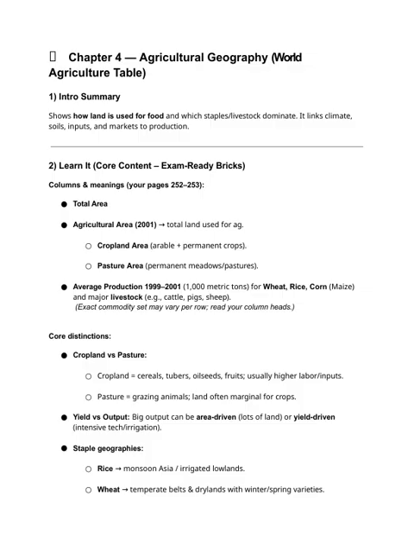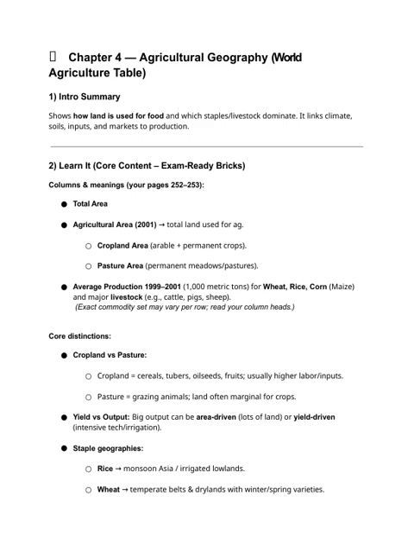Complementing that, there's the pasture area, which covers permanent meadows and pastures used for grazing animals like cattle, sheep, and pigs. Often, pastures are on marginal land that isn't suitable for crop farming. Another important aspect is the average production from 1999 to 2001, measured in 1,000 metric tons. This includes major crops like wheat, rice, and maize, as well as livestock like cattle, pigs, and sheep. Keep in mind, the exact commodities can vary depending on the specific row, so always check the column headers for clarity.